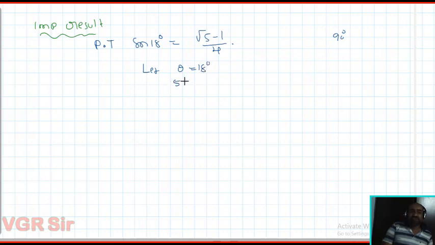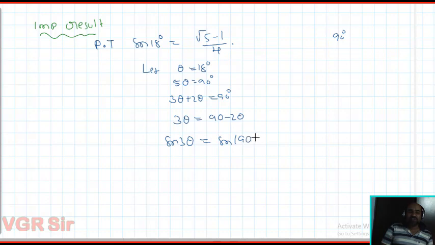So what is 5 theta now? 5 theta becomes 90 degree only. With the help of 5 theta I will find theta. So 5 theta can be written as 3 theta plus 2 theta equal to 90 degree. I can write 3 theta is equal to 90 minus 2 theta. That is not a big problem. So I want sin 3 theta. Sin 3 theta is nothing but sin of 90 minus 2 theta.